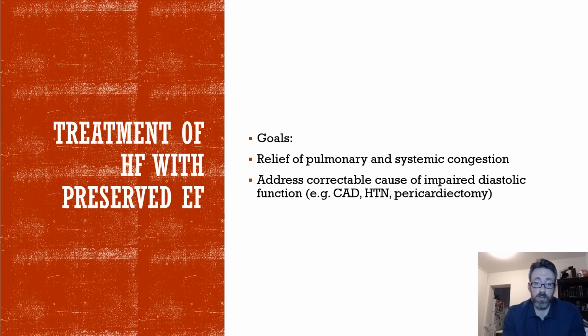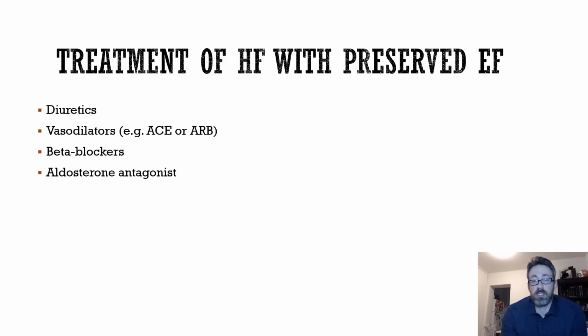Now, in terms of the treatment with heart failure with a preserved EF, goals are relief of pulmonary and systemic congestion, address any correctable cause of impaired diastolic function. Okay. Treatment in diastolic dysfunction is a bit different because it can contract just fine. So what happens is you also have to be careful with diuretic usage because these ventricles don't fill up very readily. They're not very compliant. And if you offload too much volume, then you're reducing the preload even further than it already is. And so you can compromise cardiac output. So you have to be very careful in that case.